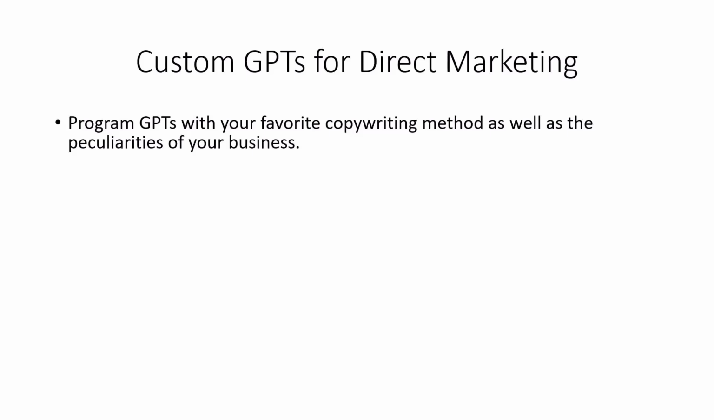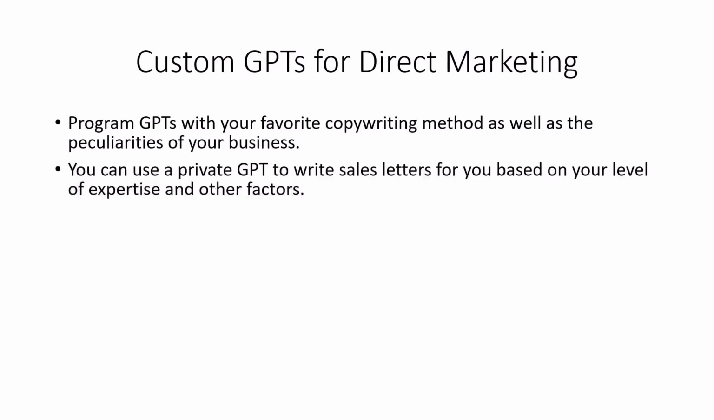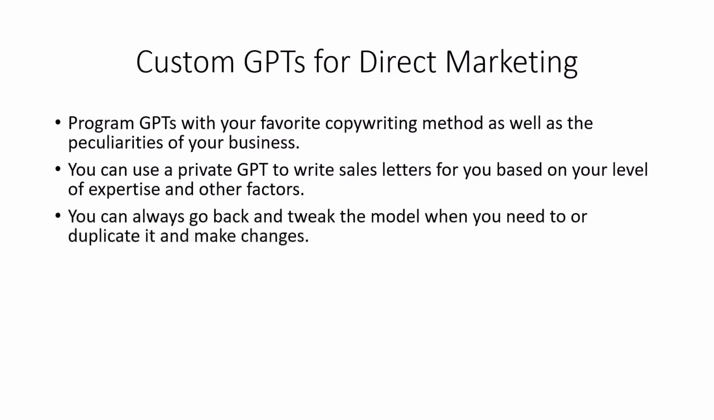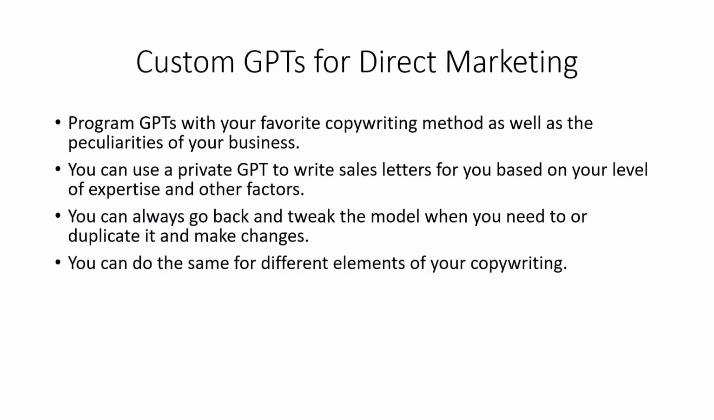So if you like problem, agitate, solve, program a GPT in order to do that. And basically, you're going to keep this GPT private. You're going to ask it to help you write sales letters, and you want to have it based on your level of expertise and other factors. So when you're programming this GPT, you want to program it with the particulars of your business. You want to make sure you're putting your experience in there, the things you wanted to say about you. And you can do this for different elements of your copywriting, right? So you can do one for sales letters, you can do one for emails.